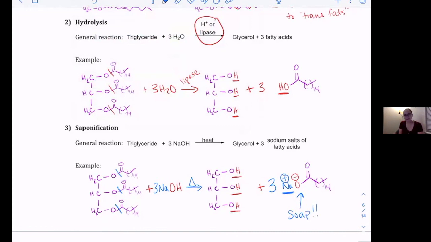So back in the day, what they would do is take animal fat, which was a triglyceride, and they would mix it with sodium hydroxide, and that's how they would make bars of soap. It's still, not necessarily the most common way to make soap now, but the way people who do natural, organic soap making do it. That is what they're doing in order to get that natural soap.